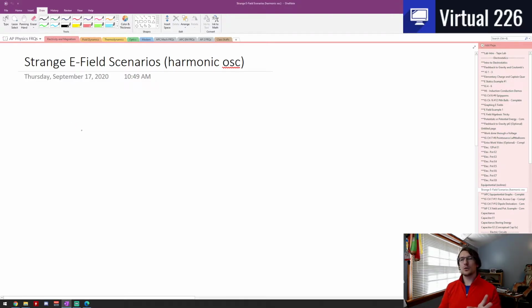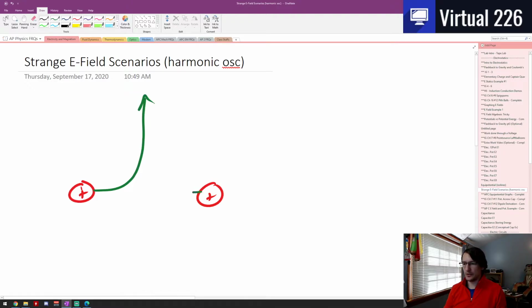Okay, so we're here today looking at a kind of strange E field scenario. Specifically, well, you'll see in a second. Imagine I've got a positive point charge and a positive point charge. We know that the electric field should look something like this, where it comes inward and then blows out to infinity.